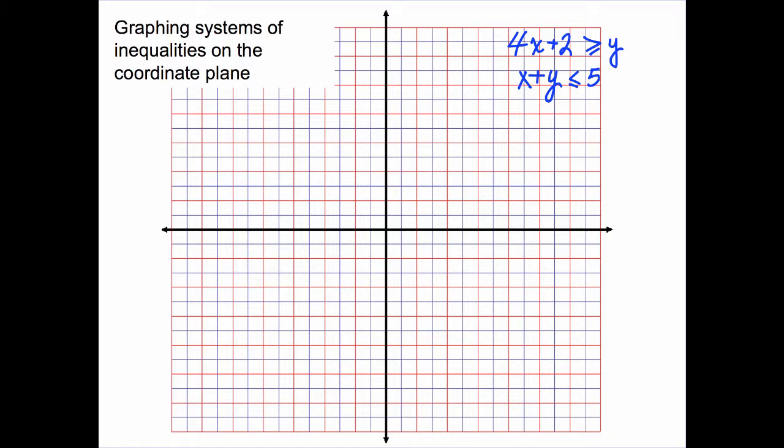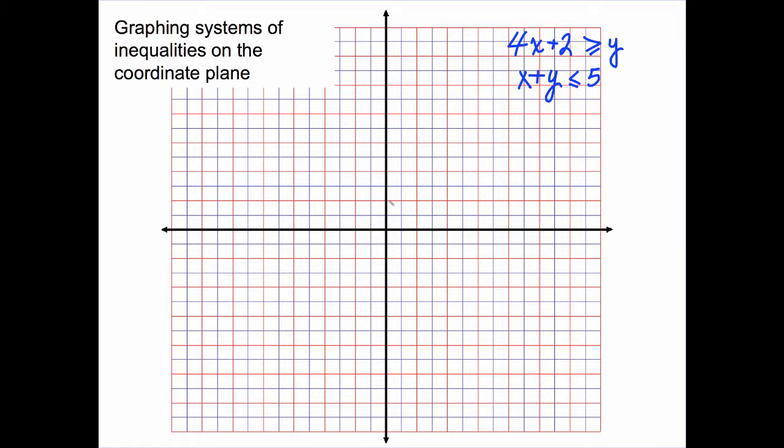We'll take this system here, 4x plus 2 is greater than or equal to y, and x plus y is less than or equal to 5. And what we want to do is find the area on the plane that solves both of those inequalities. So let's take the first one, 4x plus 2 is greater than or equal to y.